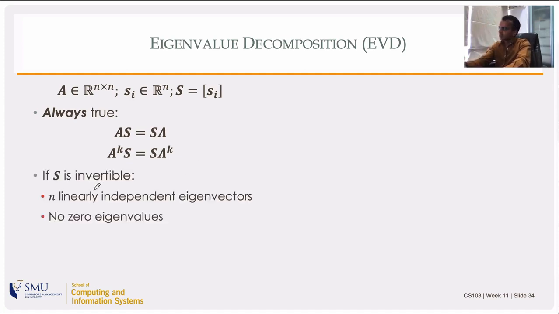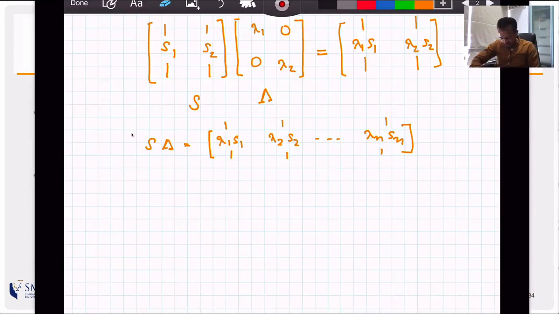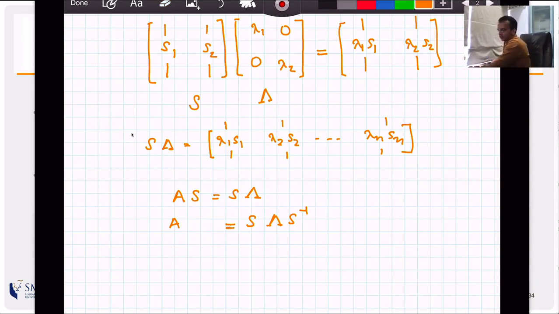Now, if I make an assumption that S is invertible, what that means is that we have n linearly independent eigenvectors. If that is the case, then I can take S to the other side. AS is equal to S lambda, always true. But if S is invertible, I can multiply both sides with S inverse, so AS S inverse is equal to S lambda S inverse, and this becomes I, and that just goes away. So A is equal to S lambda S inverse, which was the decomposition that we're looking for.